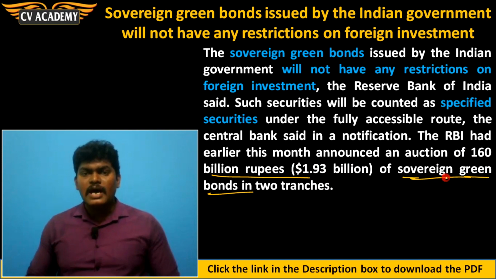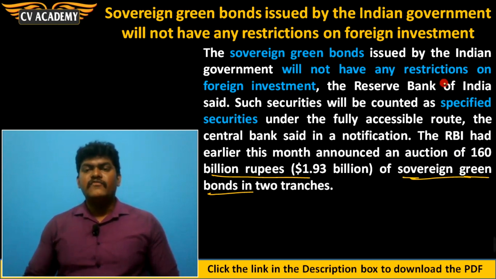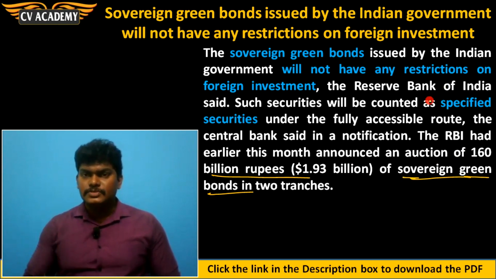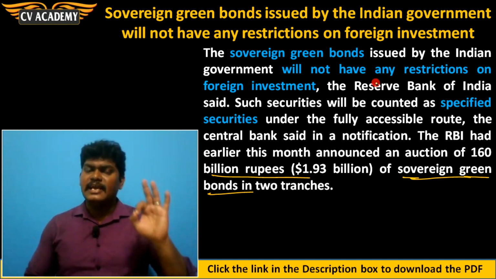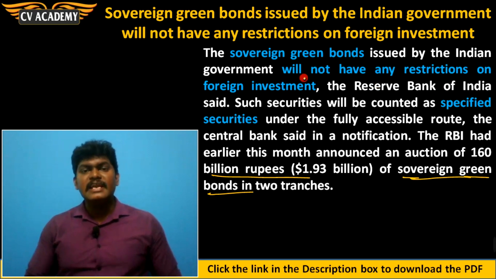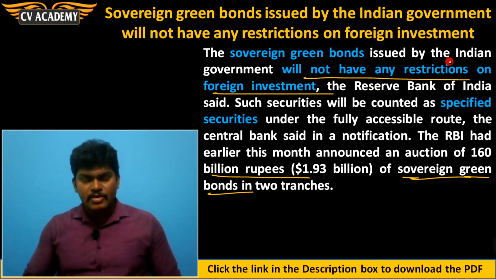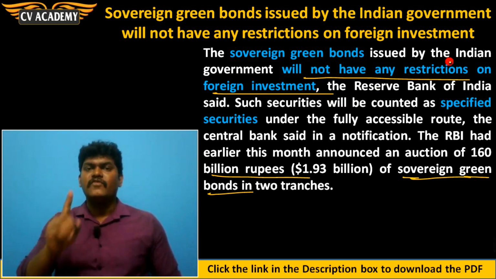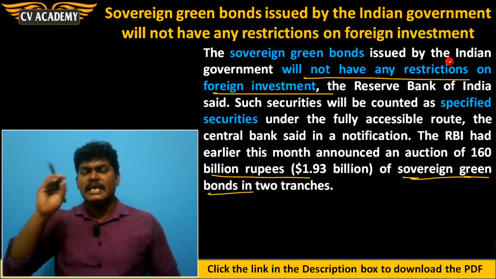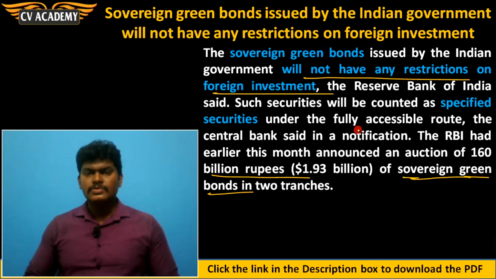In that, what the RBI said is that foreign companies can also invest in this bond, and there will not be any restrictions. 100% they can invest in this bond. So sovereign green bonds issued by the Indian government will not have any restrictions on foreign investments. So 100% they can invest in it. That's what was told by the Indian government.